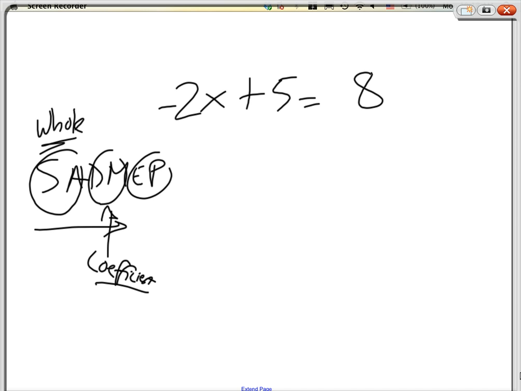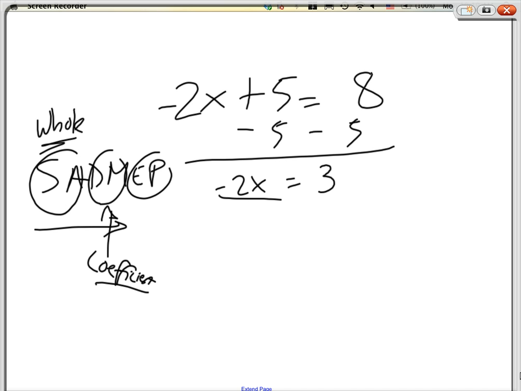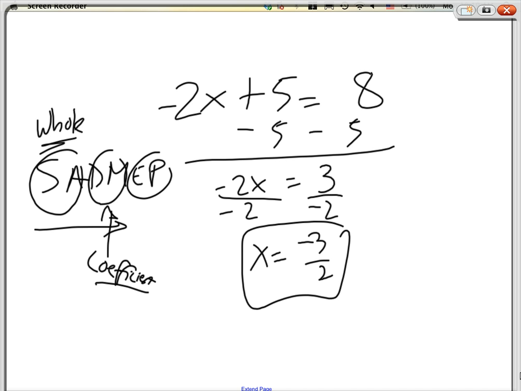Is 5 a whole term or a coefficient? Therefore, we have to get rid of it first. There you go. So, minus 5 over. You have negative 2x equals 23, right? And now with the new equation right here, tell me, is negative 2 a coefficient? That's what we want to get rid of. Yes, it is. Division or multiplication. And so you either multiply by the reciprocal or divide by negative 2 on both sides. And so you end up with that answer.